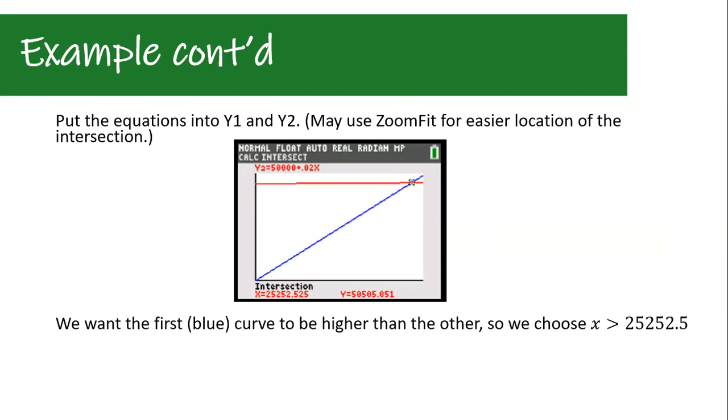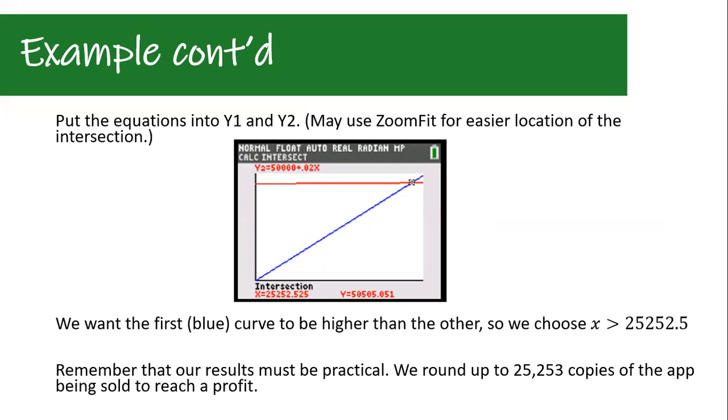Now, let's think about this on a practical note also. Can you sell 25,252.5 versions of an app? No, we can't sell that. So we need to make sure that we're practical here. We're going to round up and say that you really need to sell 25,253 copies because you can't sell a partial copy of an app. So our solution is 25,253 apps or more.